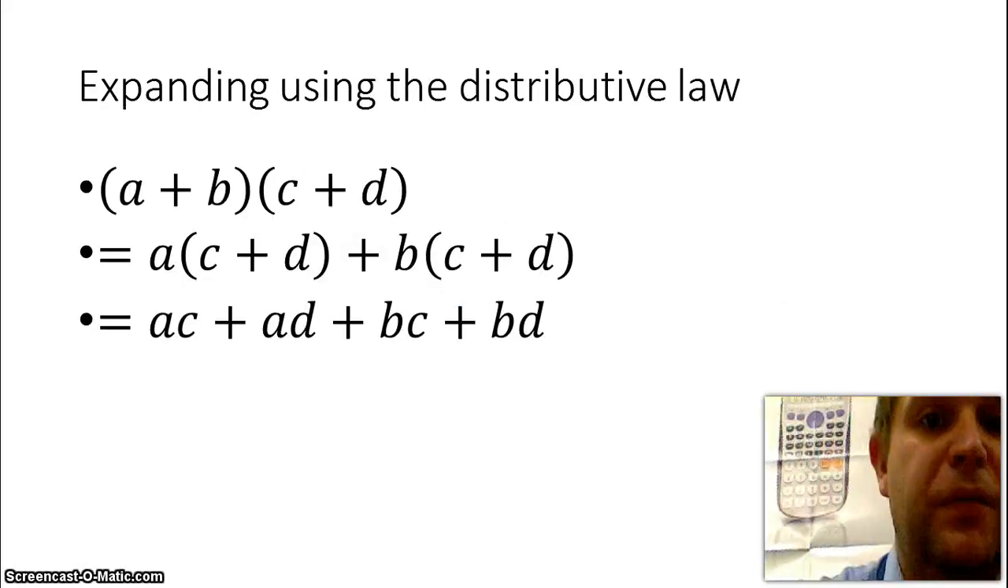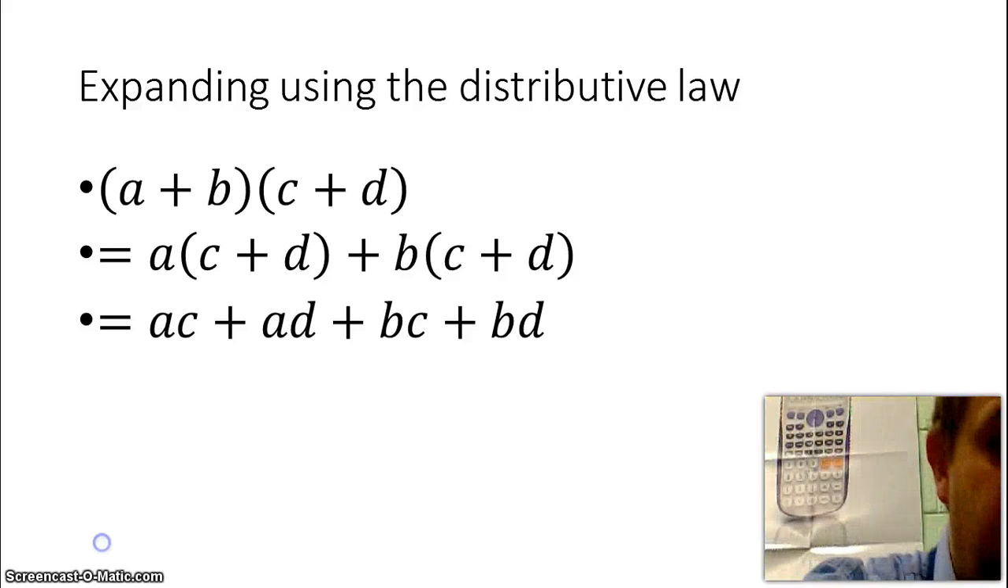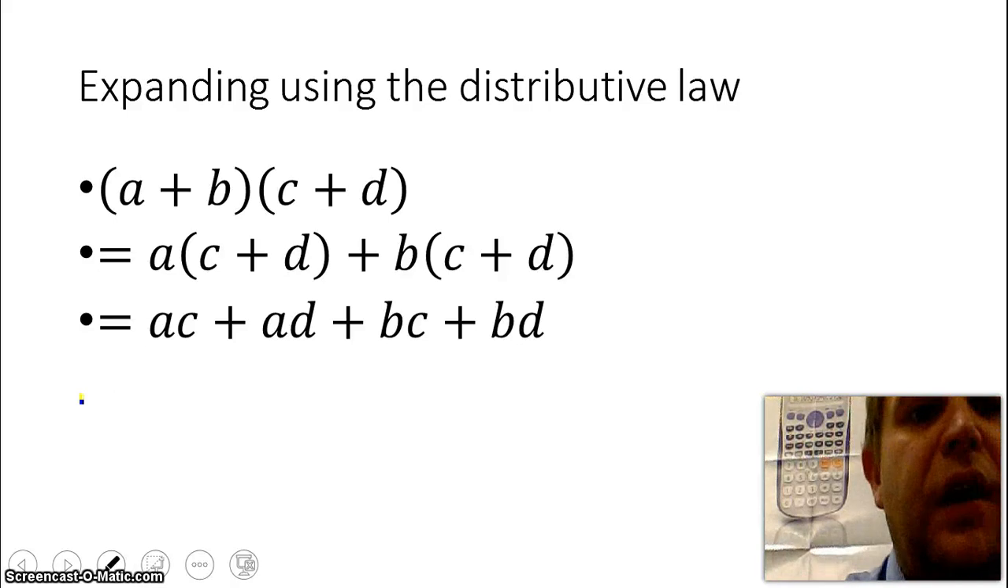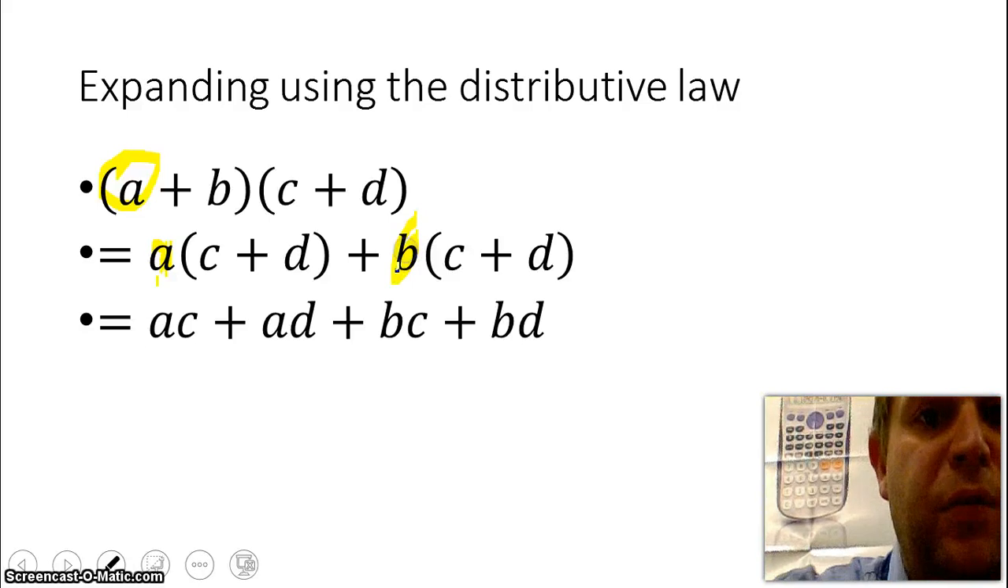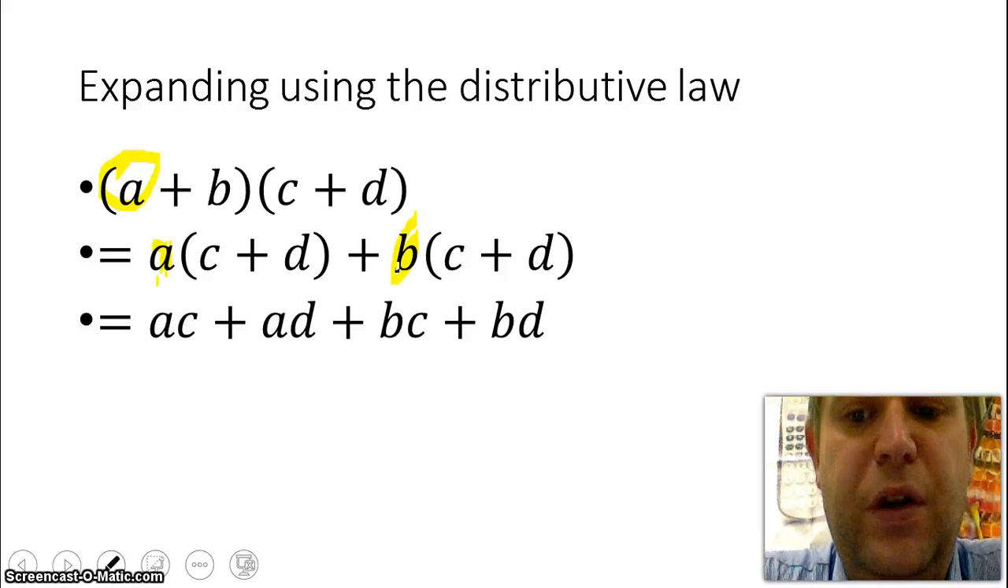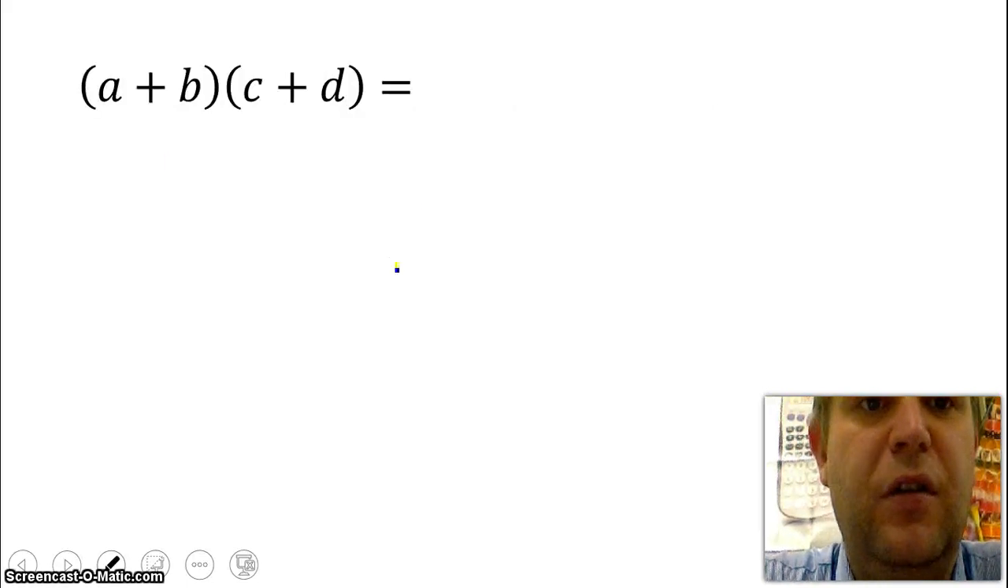So using the expanding through method, just using the distributive law, we break this first bracket up and multiply through. So our A is multiplied by CD, and then our B is multiplied by CD. And we end up with a nice little thing at the bottom, but I'm going to show you it diagrammatically.